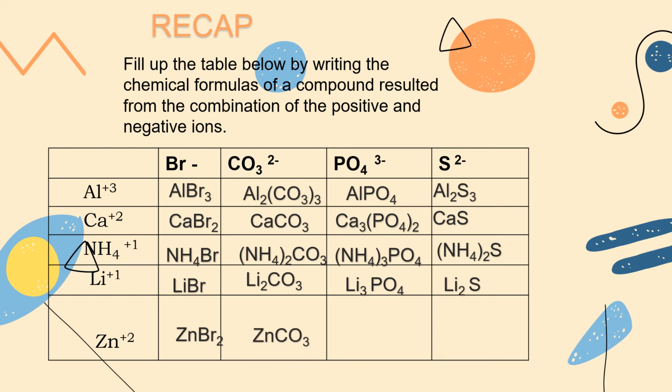ZnBr2, zinc bromide. ZnCO3, zinc carbonate. Zn3(PO4)2, zinc phosphate. ZnS. Very good. Did you enjoy writing chemical formulas and giving their corresponding chemical names?